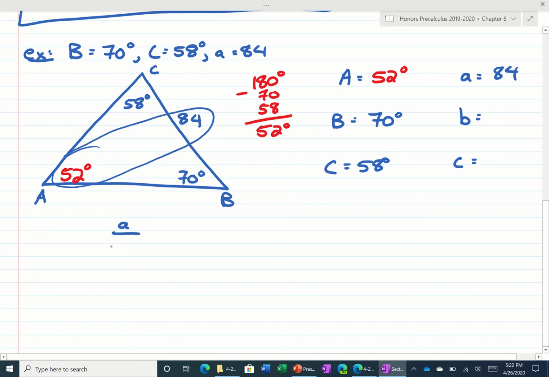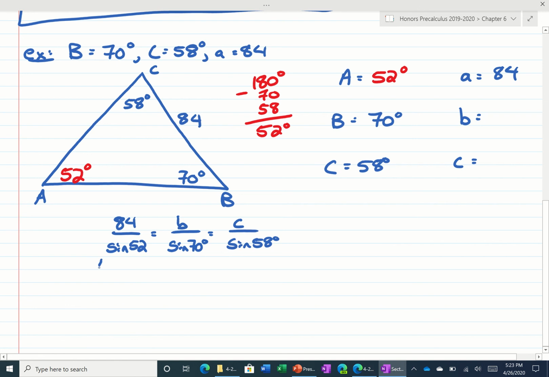Law of sines says that A over the sine of A is equal to B over the sine of B is equal to C over the sine of C. So let's go ahead and fill that in. I know that we have side A is 84, angle A is 52. We don't know side B, but we know angle B is 70. And for C, we know angle C is 58 degrees.